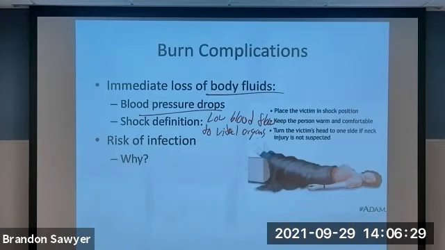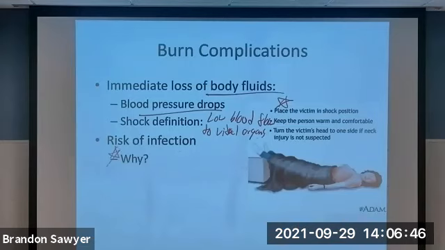Okay, and this is just the shock position. You could put somebody in, laying them down, elevating their legs, just using gravity to try to get that blood to go back towards their core so they can produce enough cardiac output to maintain their blood pressure. Okay, and then obviously the number 2 concern is risk of infection, right?